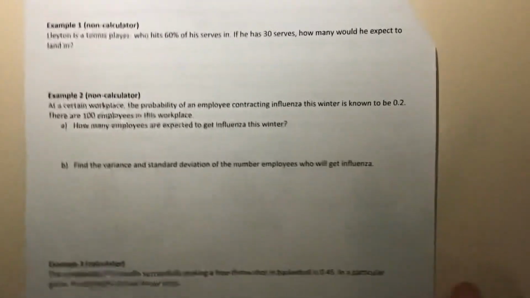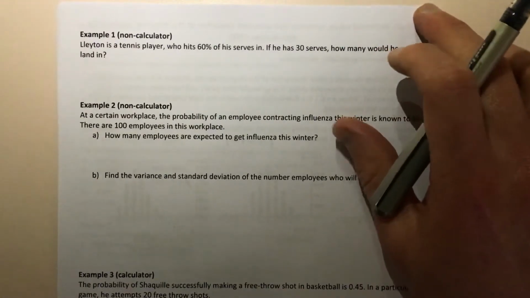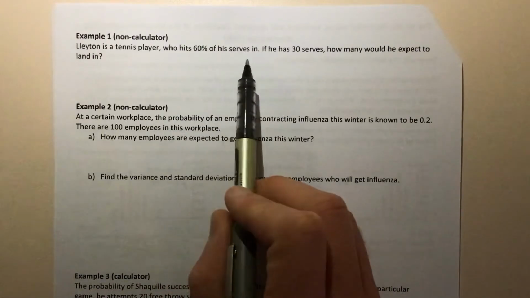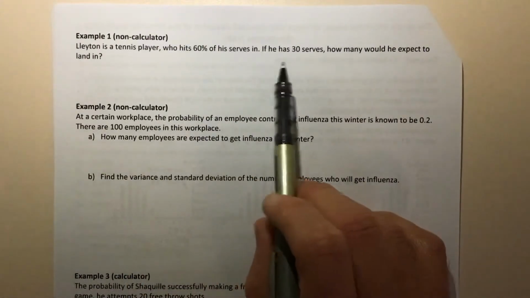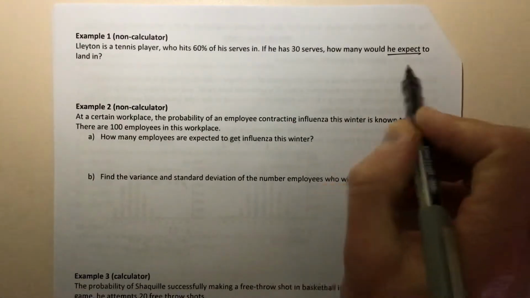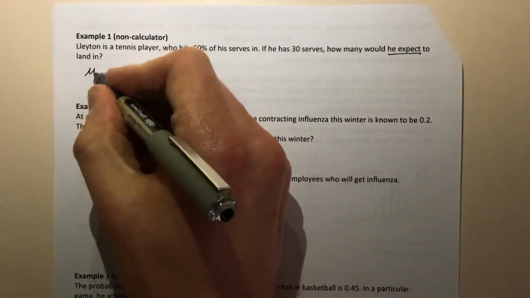All right, as always, hopefully when we put these into practice a few times, you start to get the hang of it. So this first example, we've got a tennis player who hits 60% of his serves in, and the question is saying if he has 30 serves, how many would he expect to land in? So this is asking us about the expected value, or the mean.